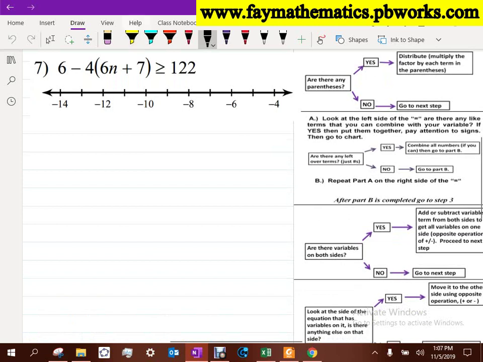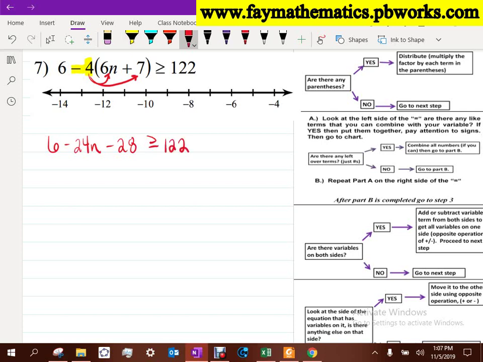Okay, so what's the first thing you have to do? Distribute, and I'm distributing a negative 4. So I distribute that, it's going to be 6. Thank you. So negative 4 times 6 is negative 24n. Negative 4 times 7, negative 28. Greater than or equal to 122.